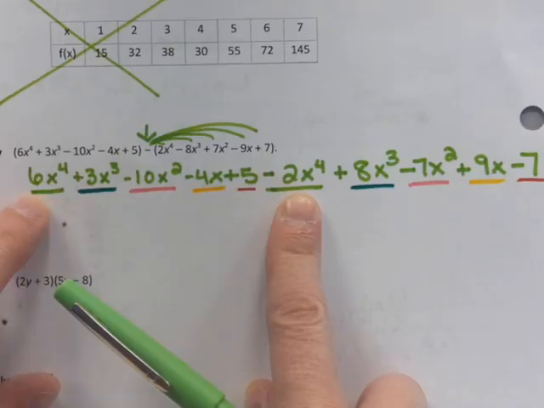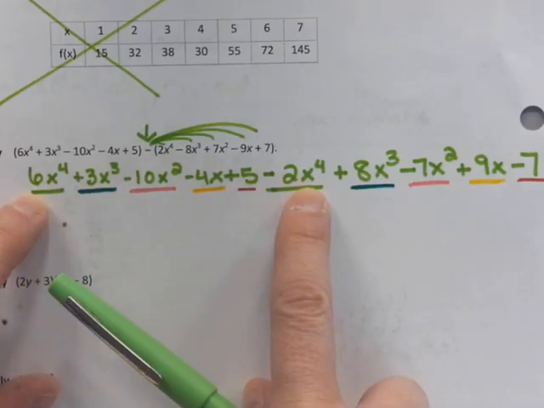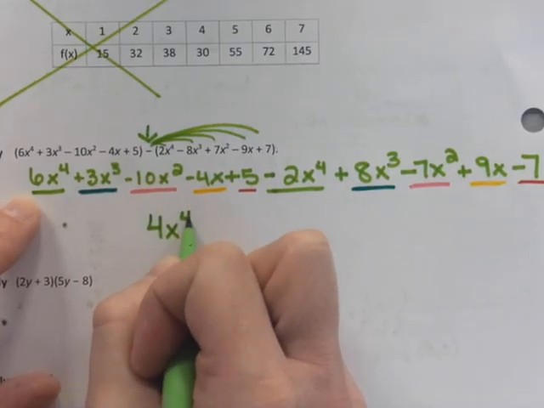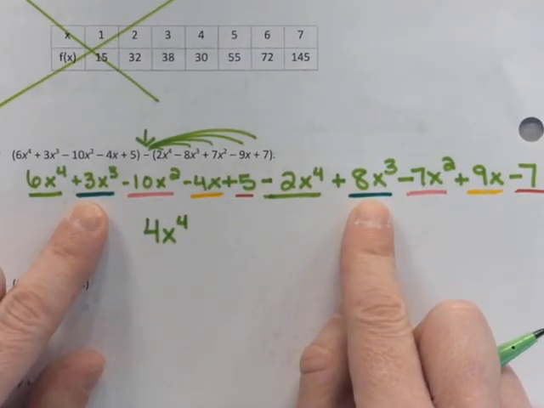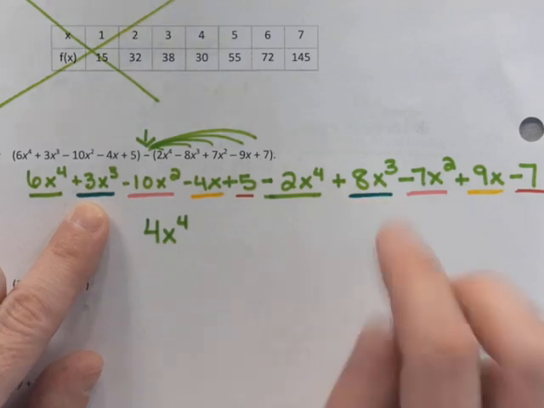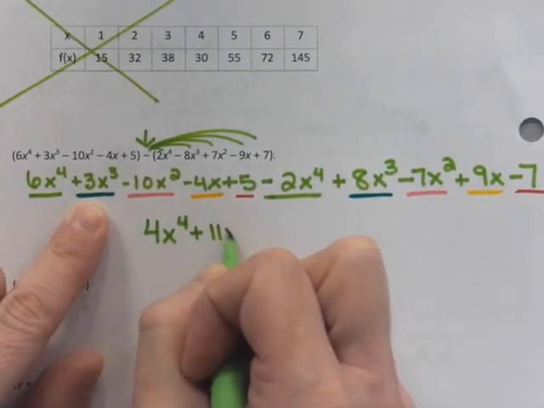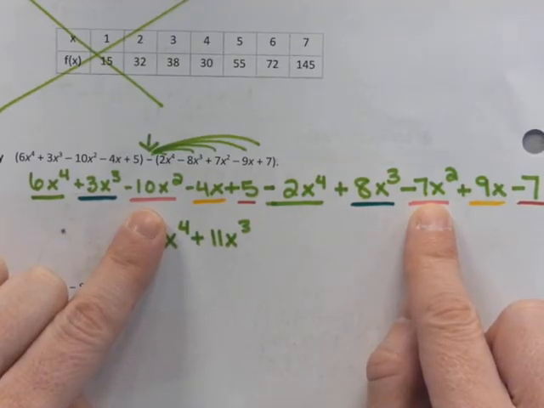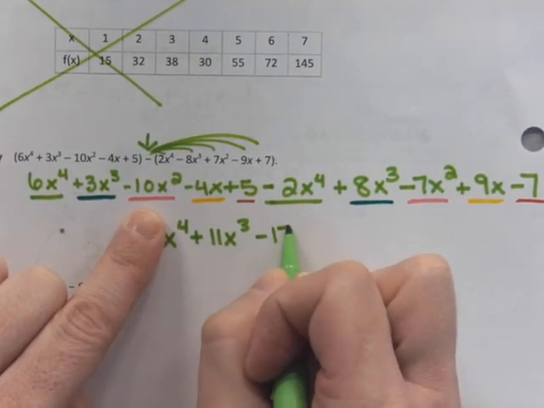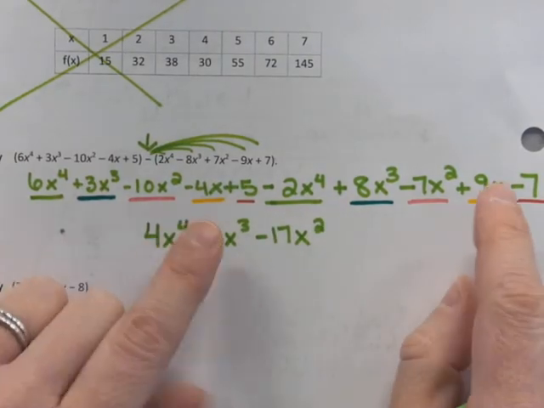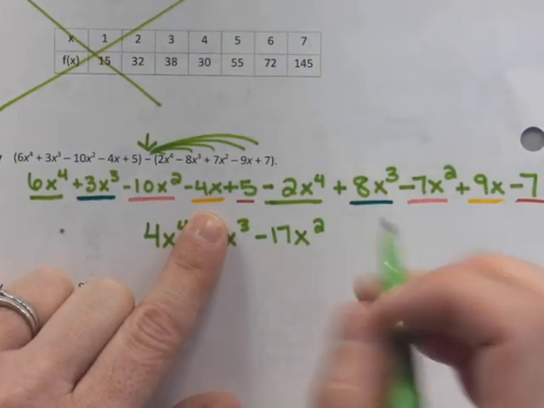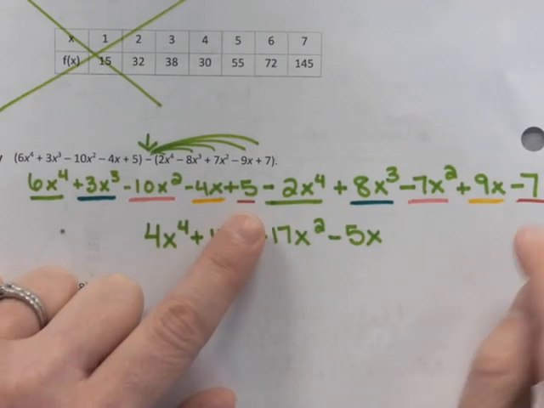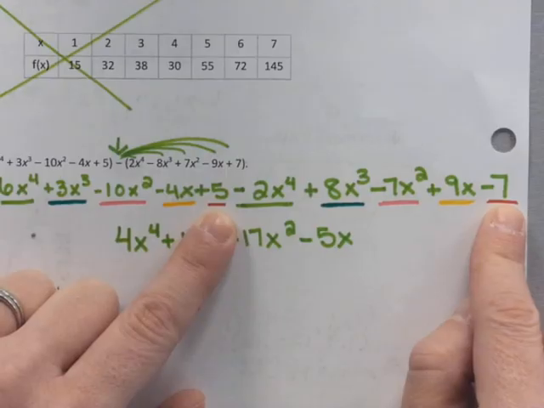All right, here we go. 6x to the 4th, take away 2x to the 4th. How many x to the 4th do I have left? 4x to the 4th. Perfect. Let's move on to the dark green. 3x to the 3rd plus 8x to the 3rd. Negative 10 minus 7 more. Negative 17x squared. Negative 4 plus 9. Negative 5x. And 5 minus 7.